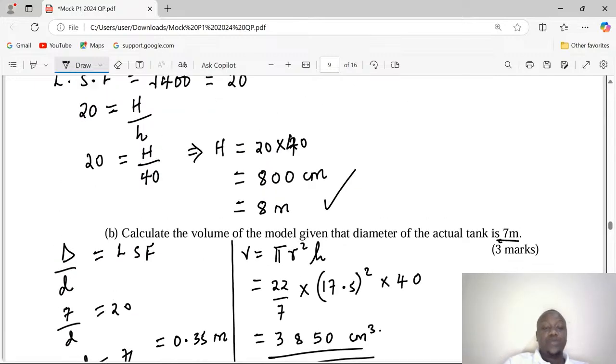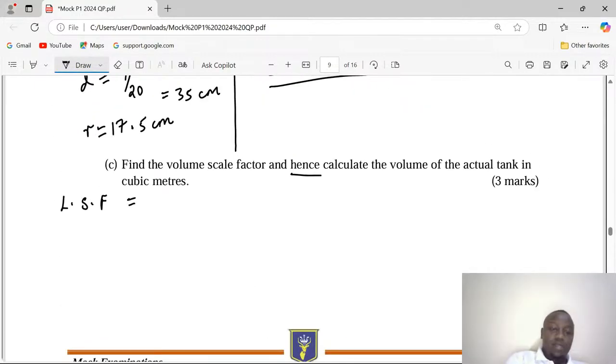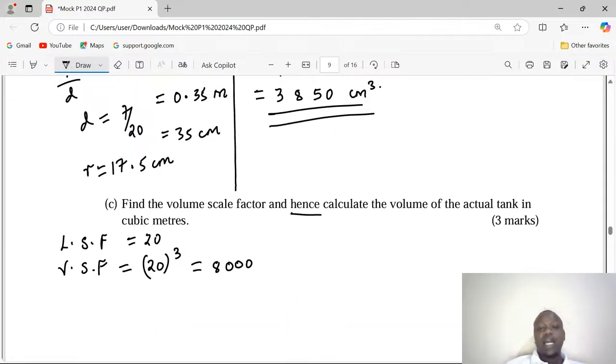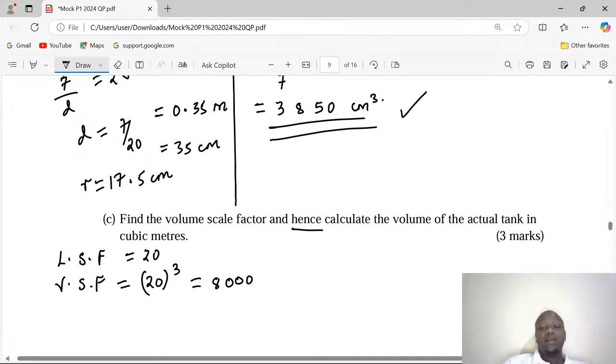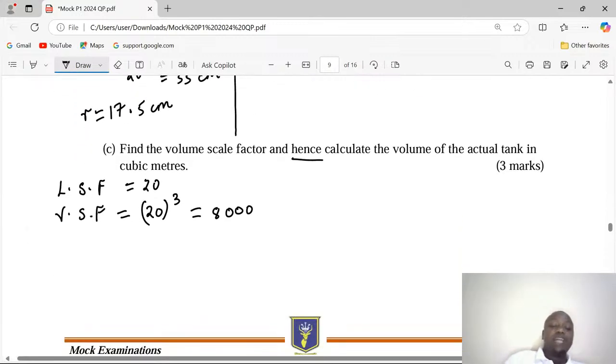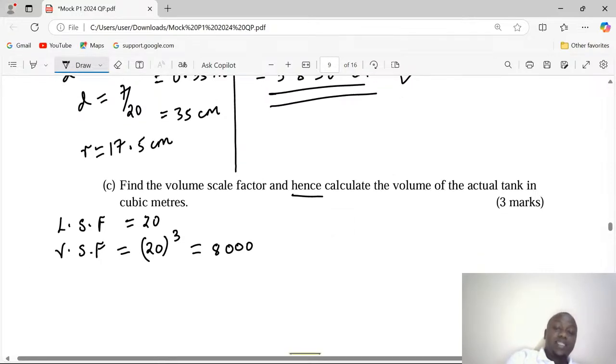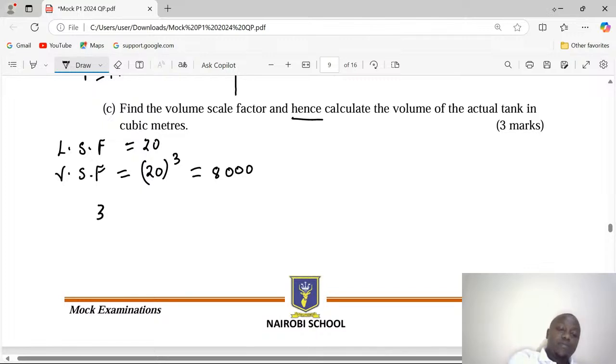which is equivalent to 20, then volume scale factor shall be 20 raised to power 3, and this is going to be 8000. This is the volume scale factor. Now with the volume scale factor, and we know volume of the smaller tank, or rather the model tank, then for the larger, we need to say we are increasing it in this ratio. So it will be 3850 multiplied by the volume scale factor.